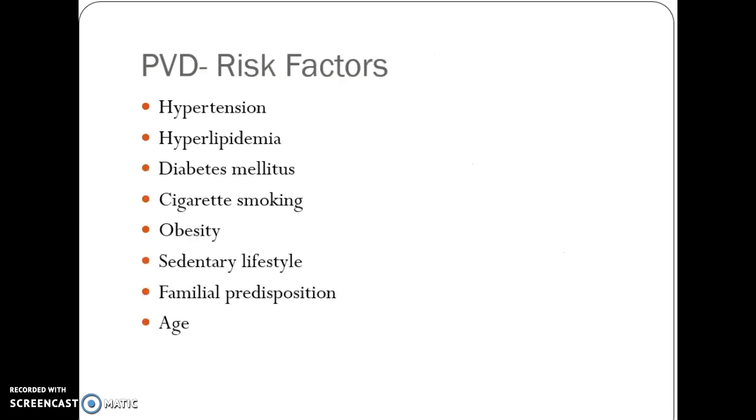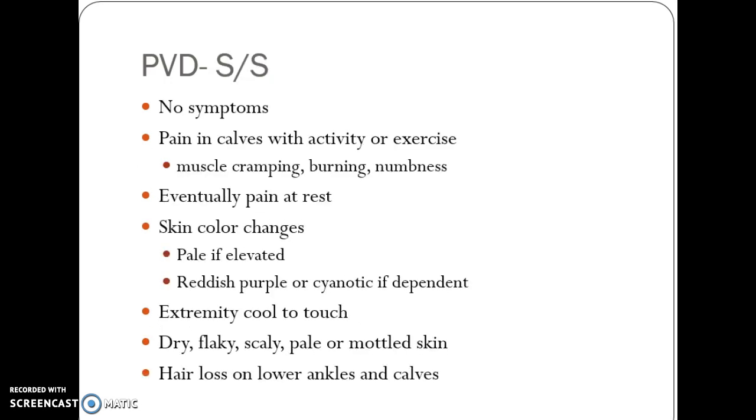So what are some risk factors for peripheral vascular disease? Look, they're the same. Hypertension, hyperlipidemia, diabetes, cigarette smoking, obesity, sedentary lifestyles, a familial predisposition, and your age. Again, with cardiac, any circulatory issue, the modifiable and non-modifiable risk factors are pretty much going to be the same.